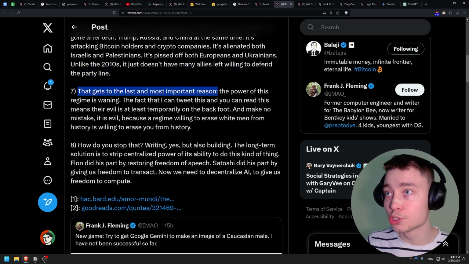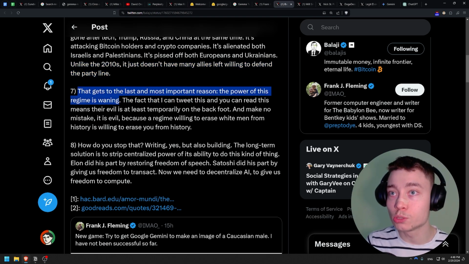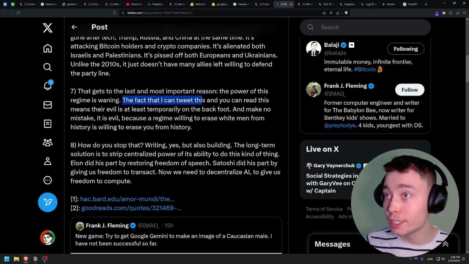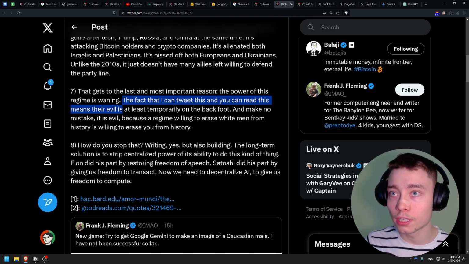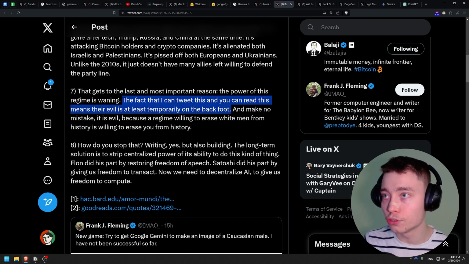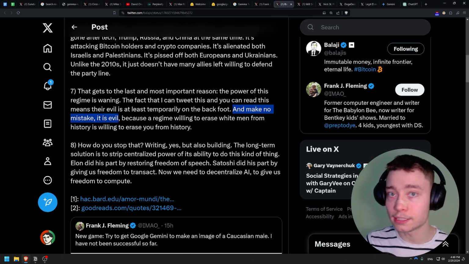That gets to the last and most important reason. The power of this regime is waning. The fact that I can tweet this and you can read this means their evil is at least temporarily on the back foot. And make no mistake, it is evil.